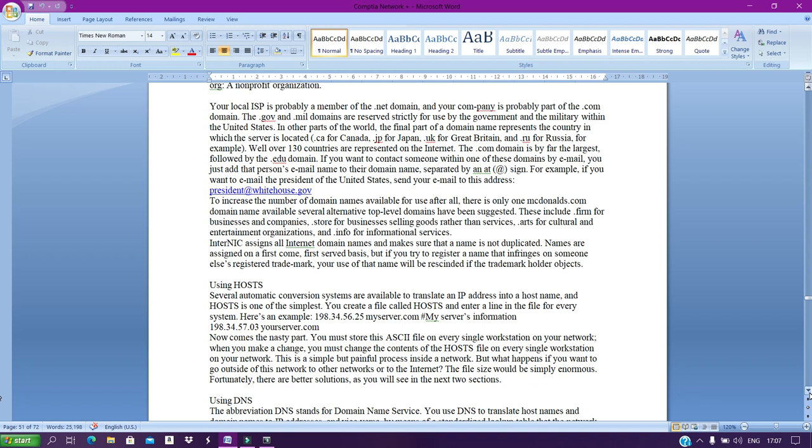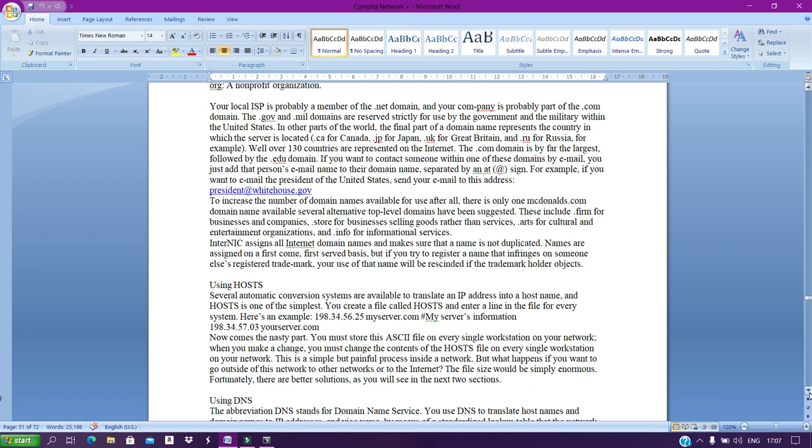To increase the number of domain names available for use, after all, there is only one McDonald's.com domain name available, several alternative top-level domains have been suggested. These include .firm for business and companies, .store for businesses selling goods rather than services, .arts for cultural and entertainment organizations, and .info for informational services.